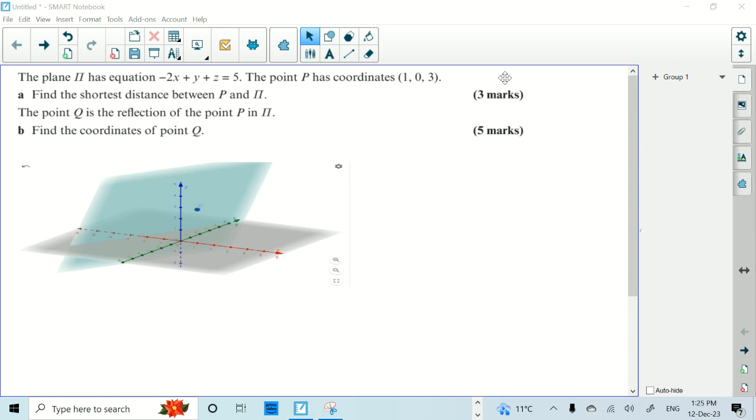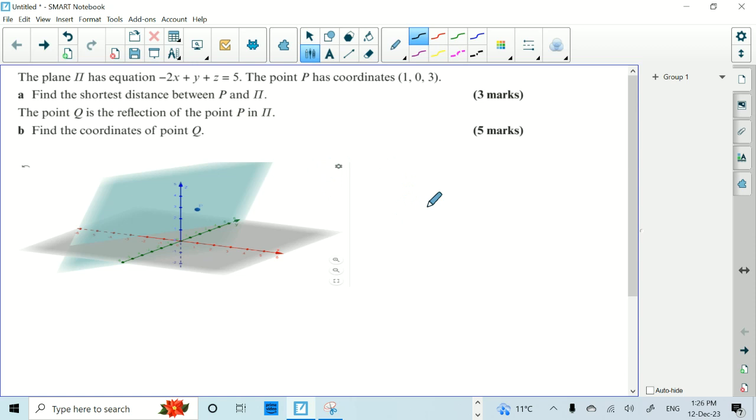Now, I've just put it into GeoGebra here. You can actually put it into your Casio CG50 as well. That's another short little lesson that I'll do to show you how that can be done. But this is just in GeoGebra, so you get a visualization of the plane and the point P. And then I'm going to put in the reflection afterwards. So let's get going.